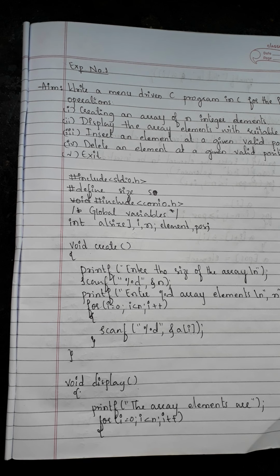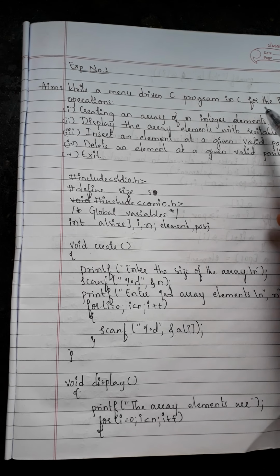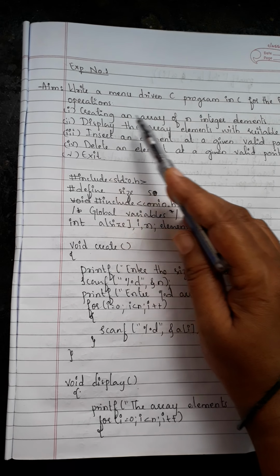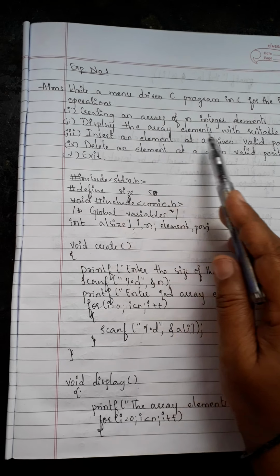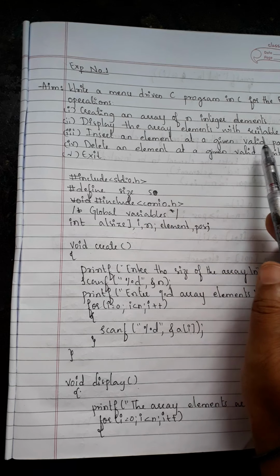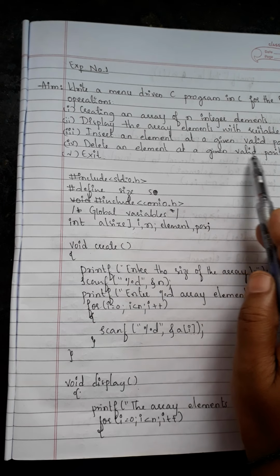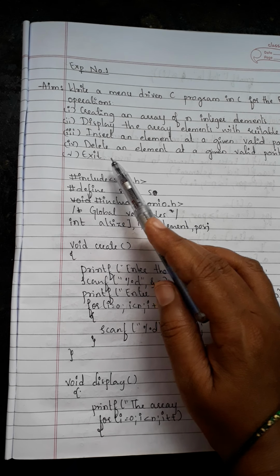So I am covering this as experiment number 1 of your data structure lab, which says: write a menu driven C program for the following operations. First operation is creating an array of n integer elements, display the array elements with suitable headings, insert an element at a given valid position, delete an element at a given valid position, then exit from the menu driven program.